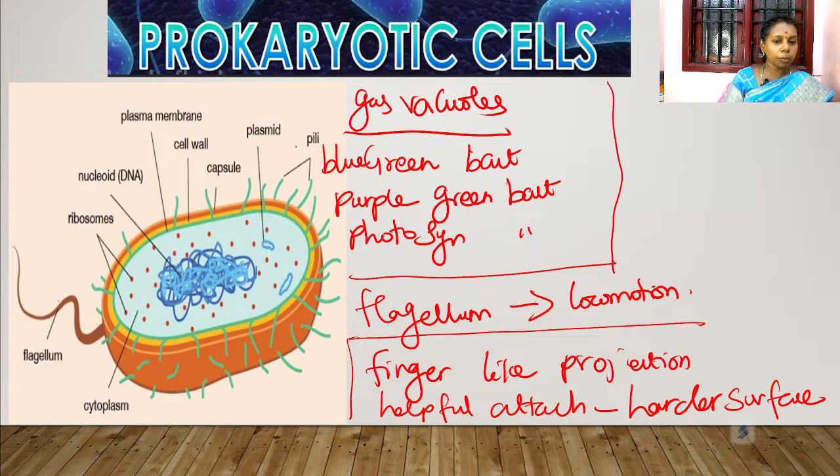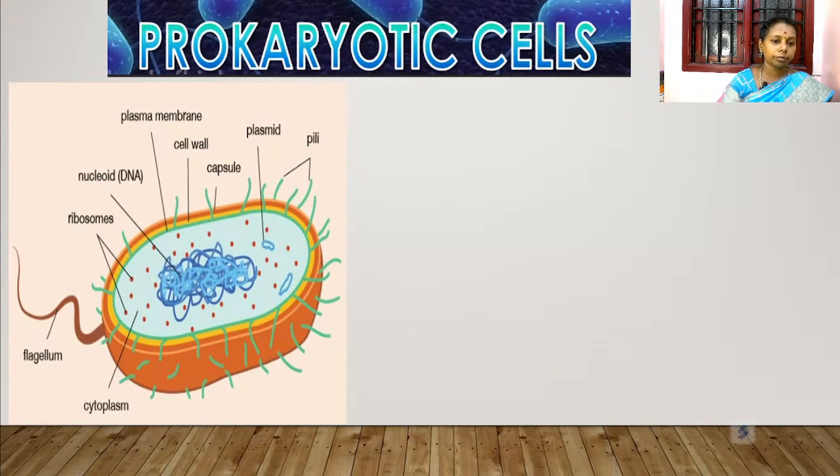And pili are these projections. They form conjugation canal. Yes, Jeevan, fimbriae is the correct answer. So I hope you are clear with the pili also, fimbriae also, flagellum also. Yes, sir? So this is regarding the structure of bacteria.